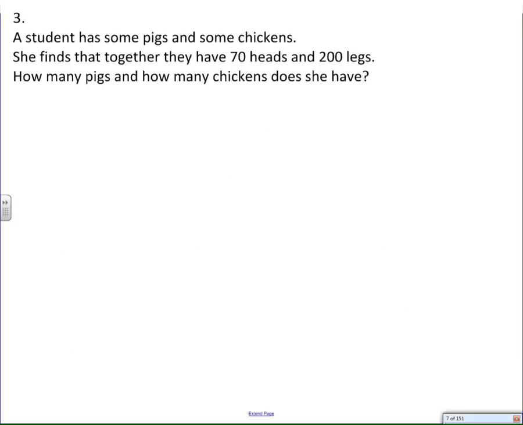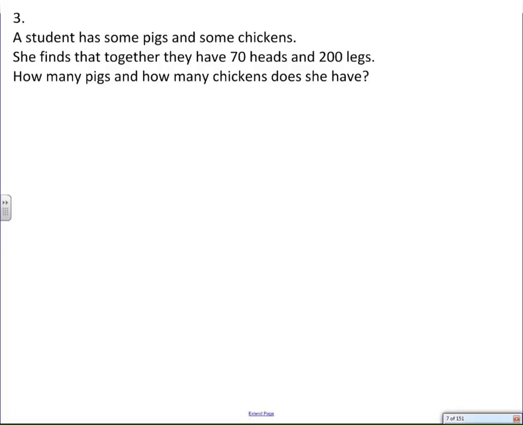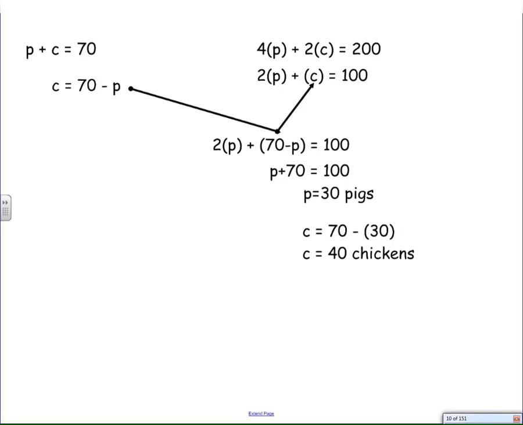Alright, moving on. We've got this pigs and chickens problem. Just as before, I wanted to emphasize that we're turning English language into math language to solve this problem. Most of you wrote equations and used substitution to solve a system of equations and get the answer of 30 pigs and 30 chickens. And it's a perfectly acceptable method, and that's algebra. That's what we're here to learn.